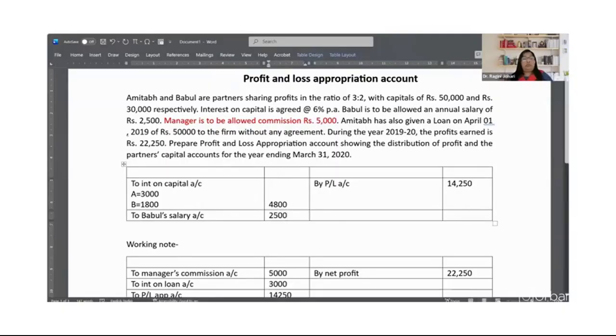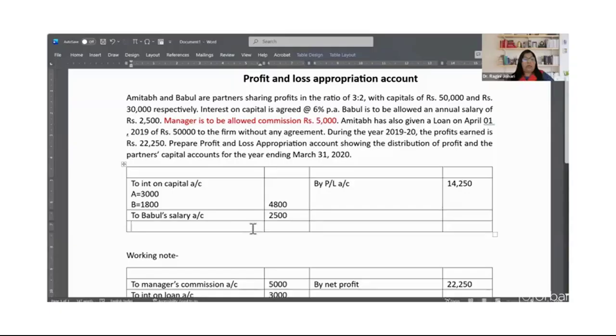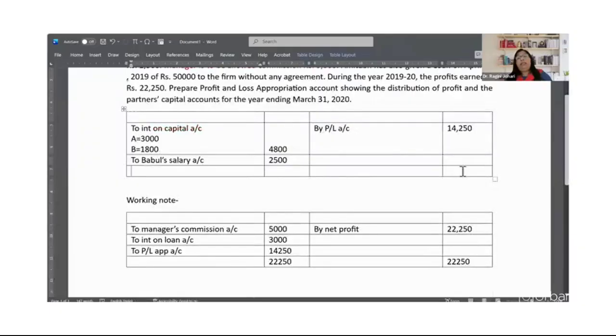So we will write it like this. Had it been monthly, then we would have multiplied it by 12. Right? Then Amitabh is also given a loan. The loan has already been worked out. The profits earned during this period we have already taken care of. Now no more is there, so we need only to balance the whole thing.